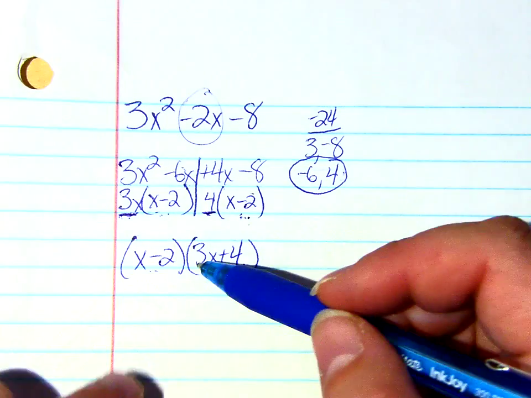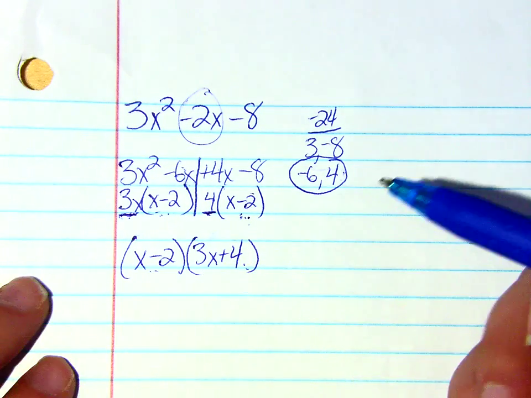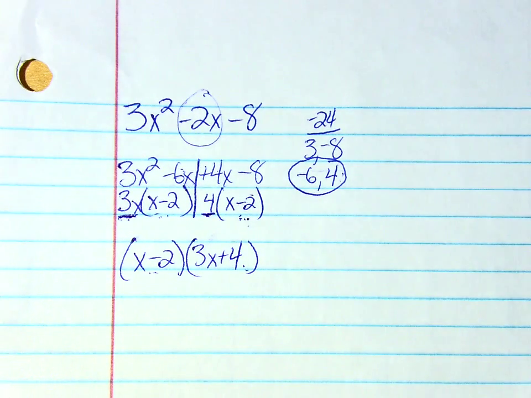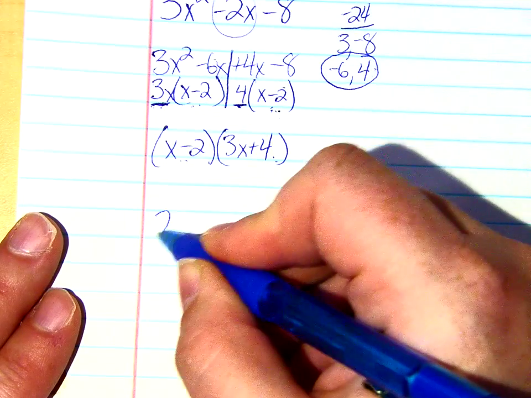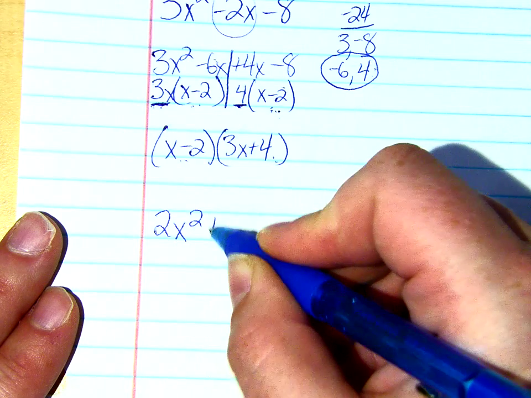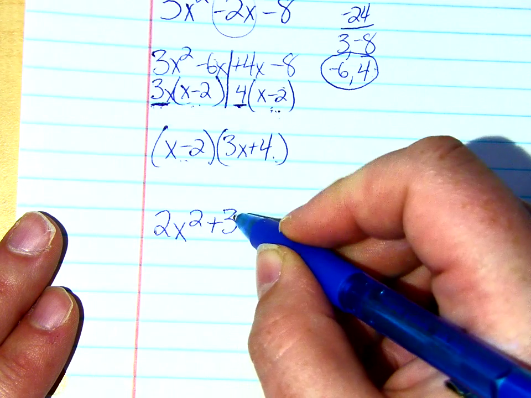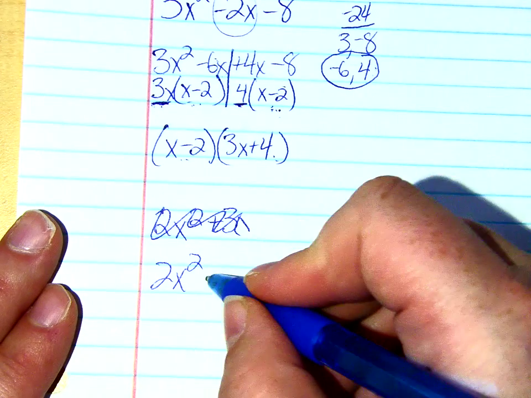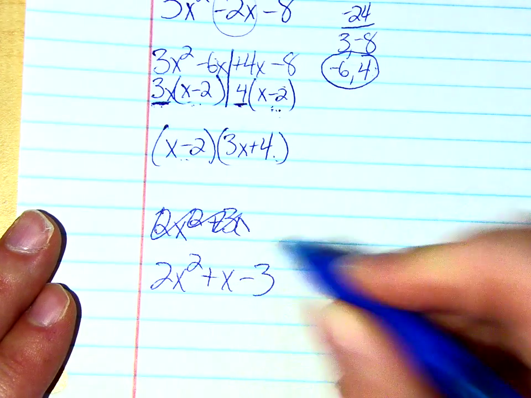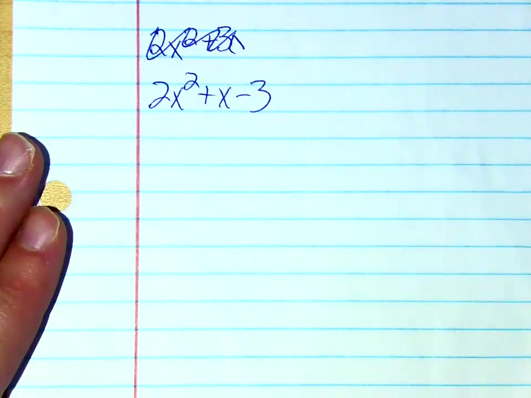Yes. If they're not the same, something's wrong. So don't keep going. Okay, guys, let's try this one. Say you had 2x squared plus x minus 3. Let's say that was your quadratic.